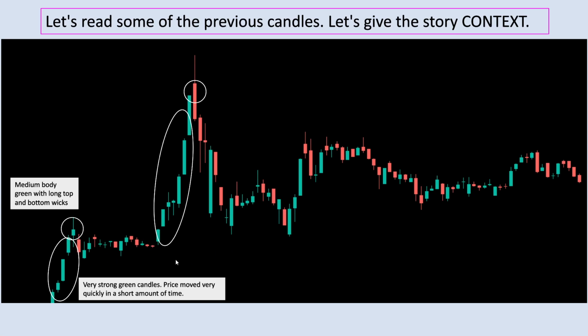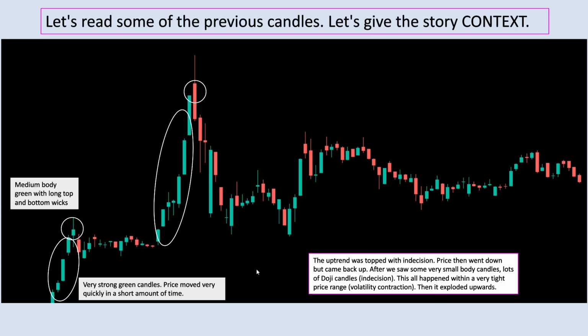So what happened in this case? Well, the uptrend was topped with the indecision, right? Price then went down, but then it came back up. After, we saw some very small bodied candles, lots of doji candles, which means indecision, okay? This also happened within a very tight price range. We call that volatility contraction, but it's not important right now. Just know the price didn't move much after this, okay? And then what happened? Well, it exploded upwards.